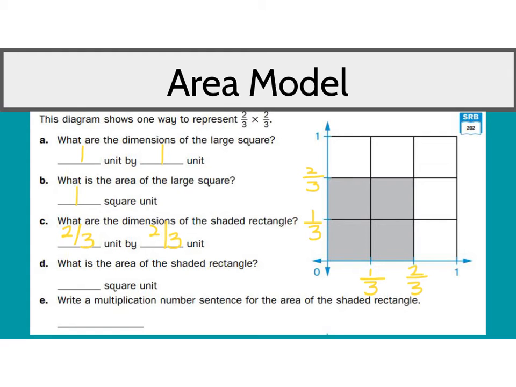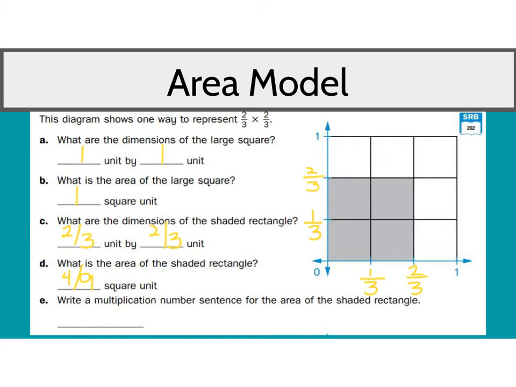We're then going to take a look at the next question. What is the area of the shaded rectangle? So we're going to count. We have 1, 2, 3, 4 shaded out of 1, 2, 3, 4, 5, 6, 7, 8, 9. So we are going to write 4/9 of a square unit.